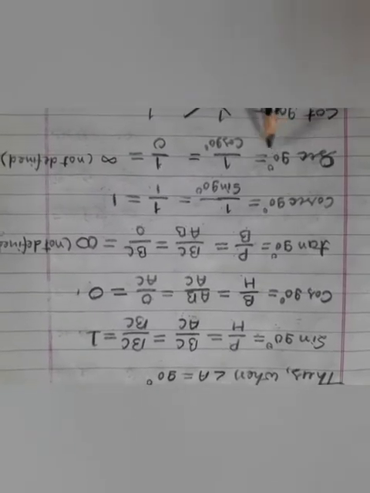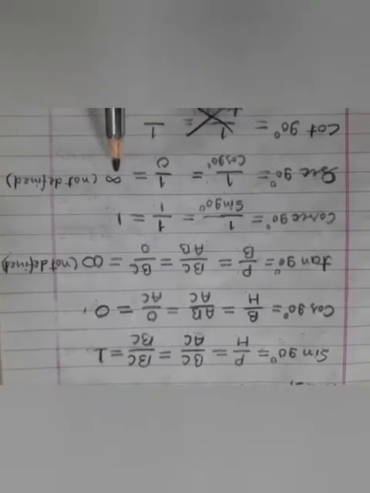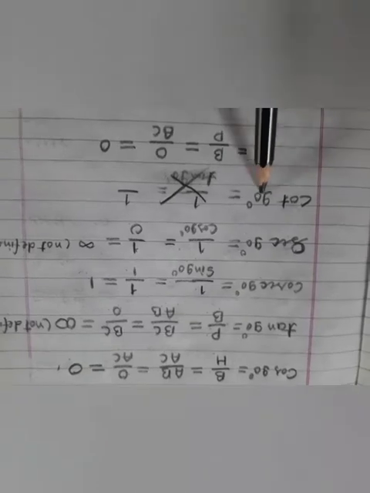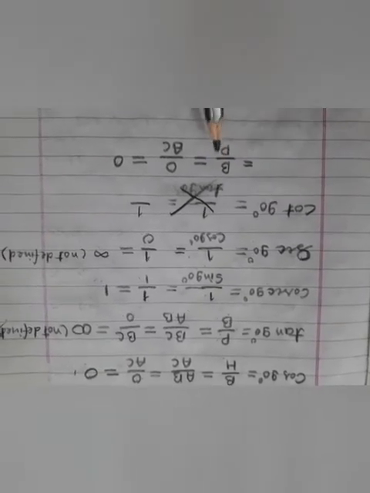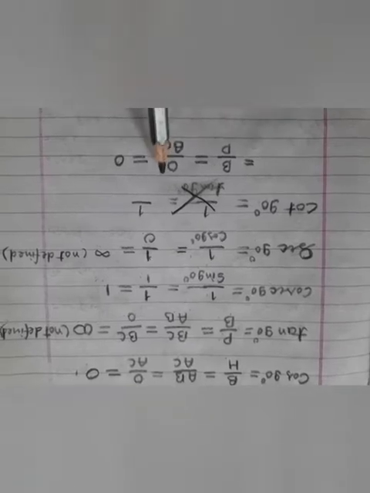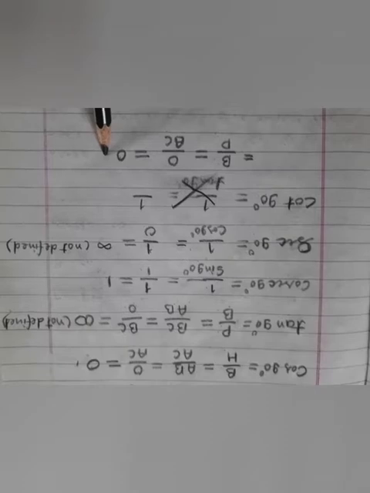Sec 90 degrees is 1 upon cos 90. So 1 upon 0 is also not defined, infinity. Now cot 90 is equal to B by P, base upon perpendicular. Base is 0 and perpendicular is BC, so we get 0. Clear?